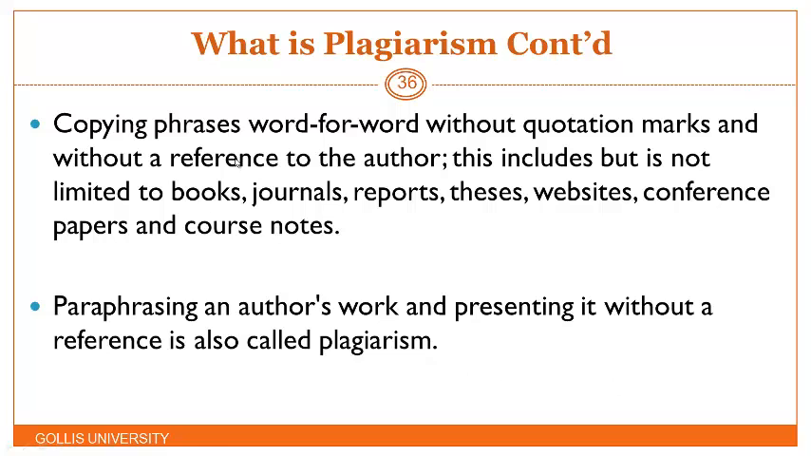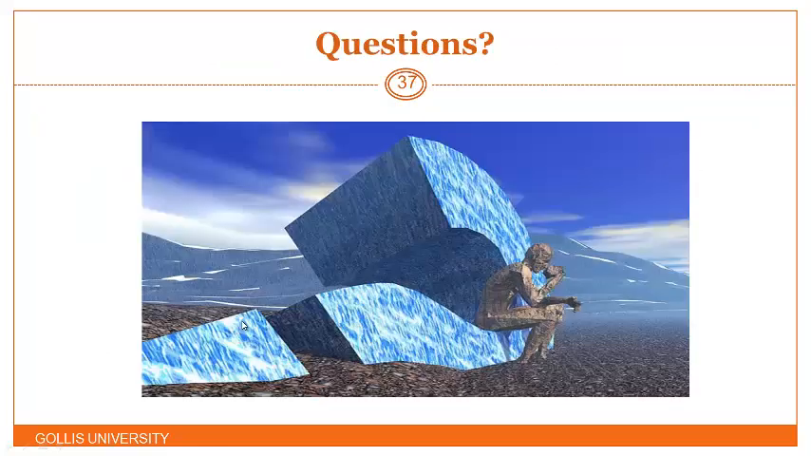Copying phrases word for word without quotation marks and without a reference to the author is plagiarism. This includes, but is not limited to, books, journals, reports, theses, websites, conference papers, and course notes. If you copy without citing them, that is plagiarism. Paraphrasing an author's work and presenting it without a reference is also referred to as plagiarism, which all of us should try as much as we can to avoid.